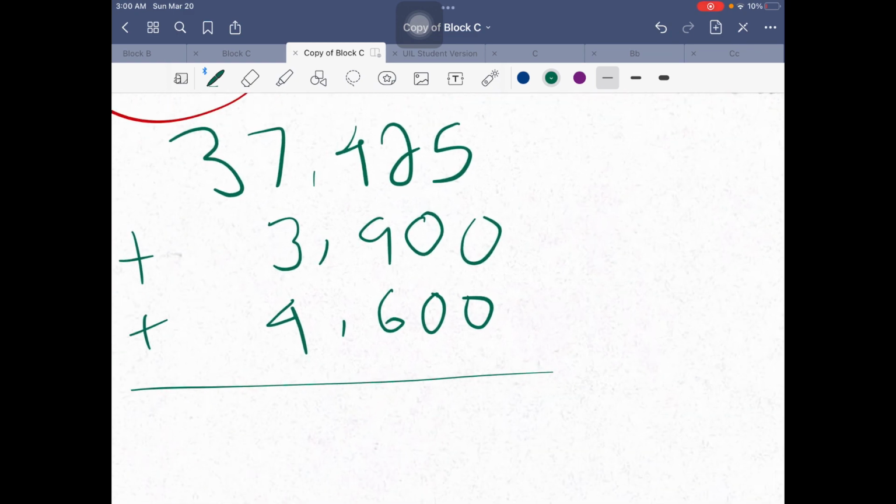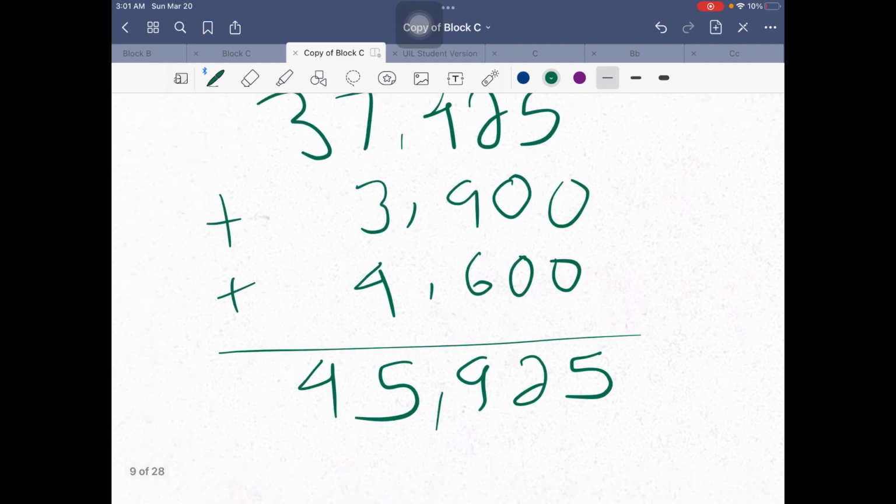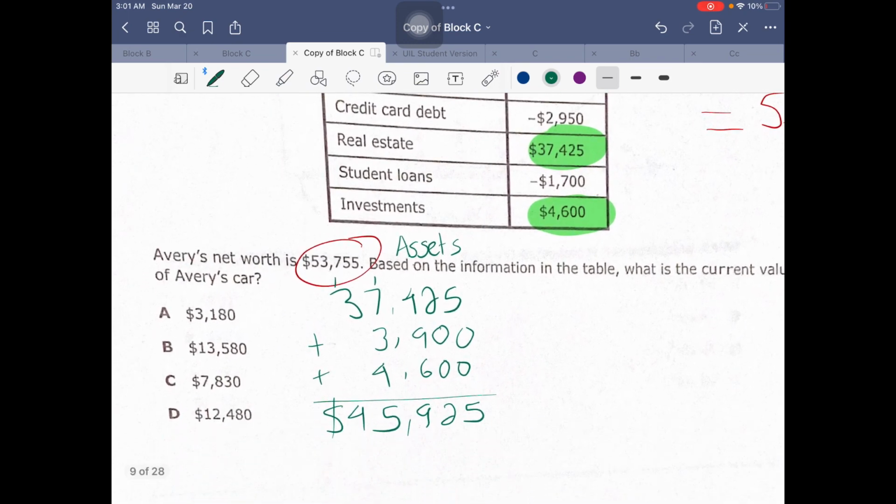Now, 5 plus 0 plus 0 is 5. 2 plus 0 plus 0 is 2. 4 plus 9 is 13. Plus 6, 19. The 9 goes here. The 1 goes here. 7 plus 3 is 10. Plus 1, 11. Plus 4, 15. The 1 goes here. 1 plus 3 is 4. 45,925. That's how much money she has.